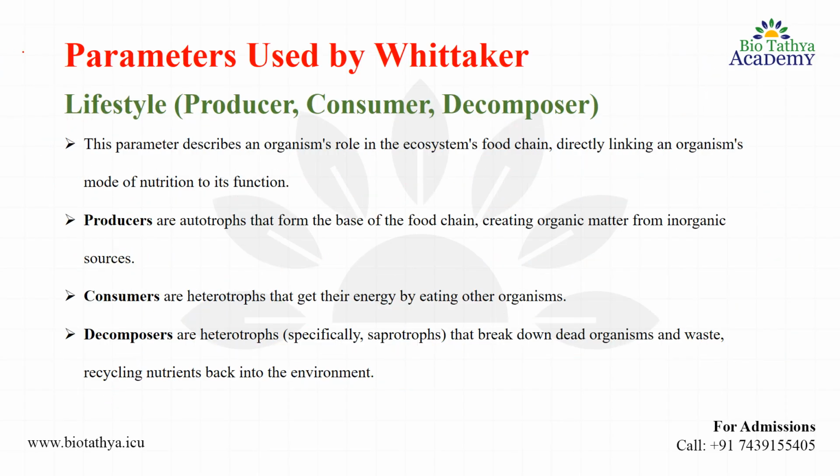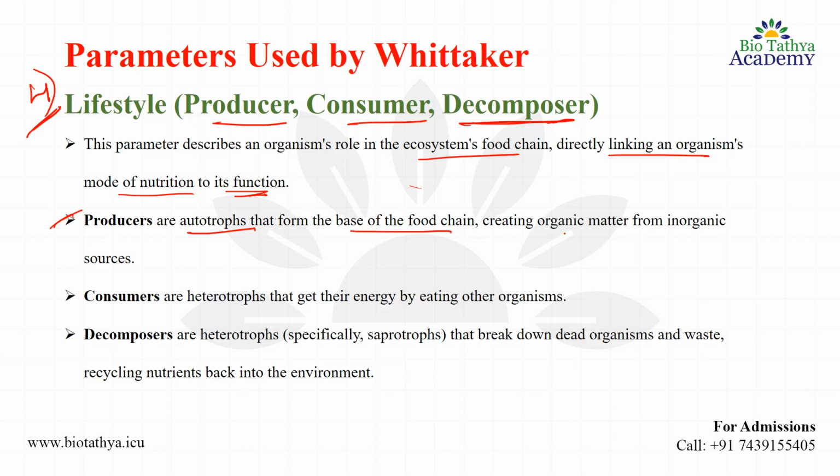Then lifestyle. This is the fourth one. They can be either producers, consumers, or decomposers. This parameter describes an organism's role in the ecosystem's food chain, directly linking an organism's mode of nutrition to its function. Okay. So whatever the organism's role in the ecosystem food chain is, it will directly link to the mode of nutrition. So, if they are producers, that means they are autotrophs that form the base of the food chain, creating organic matter from inorganic sources.